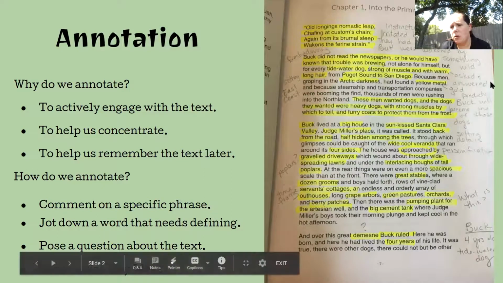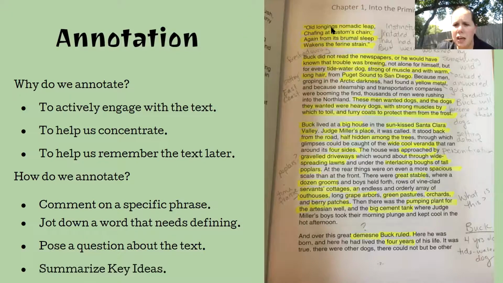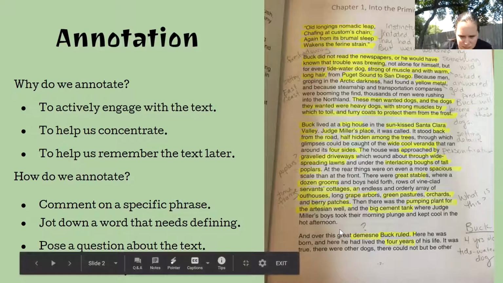Here is an example of annotating. If you will look at the top here, we have a poem. Old longings nomadic leap, chafing at custom's chain, again from its broom will sleep, wakens the fair and strain. What does that mean? Well, that's why this is highlighted and we've got things out to the side that kind of explain that. If it's an unknown word, you'll look down here. We don't know what this word means, so it's highlighted.